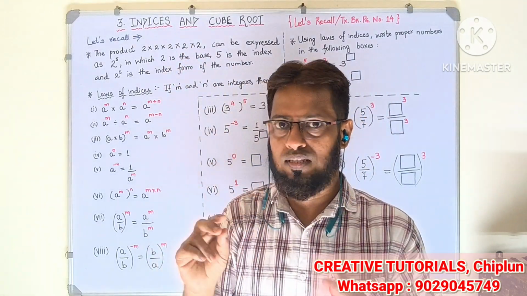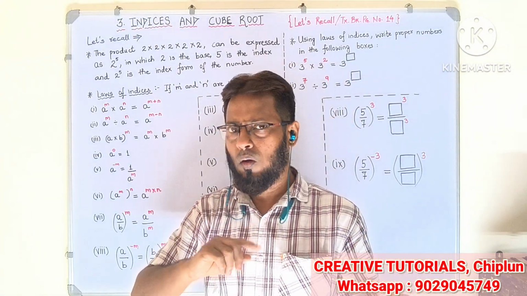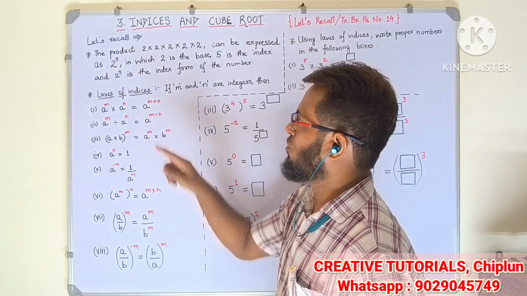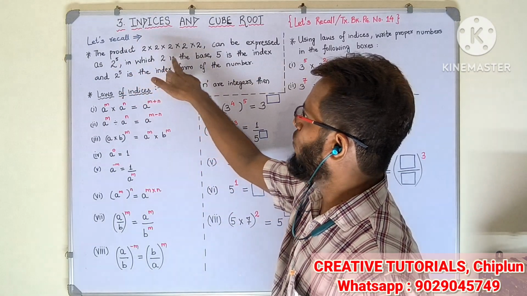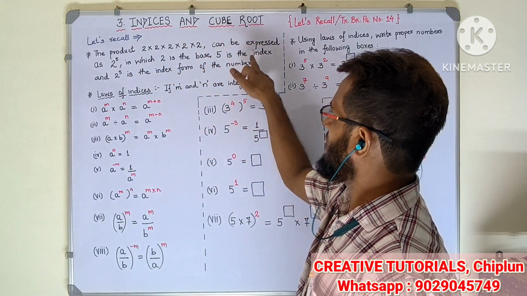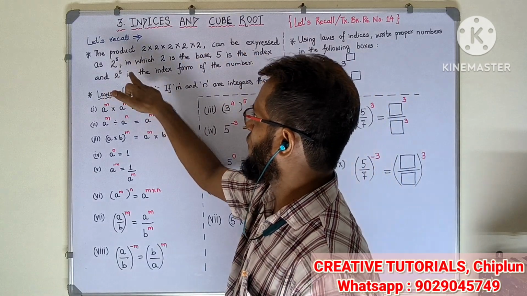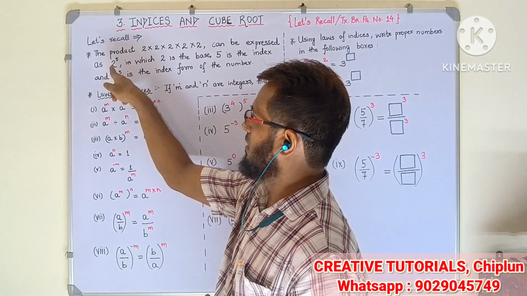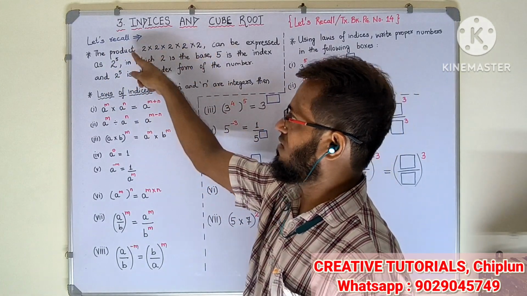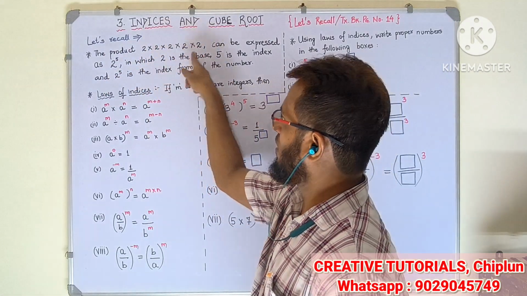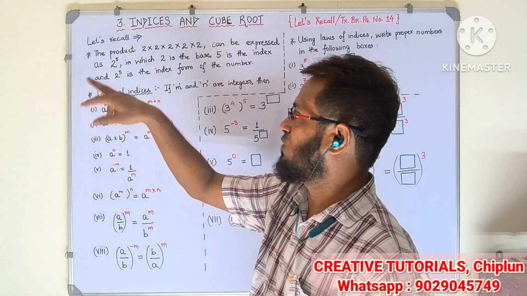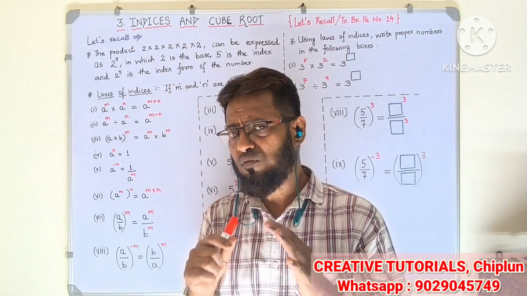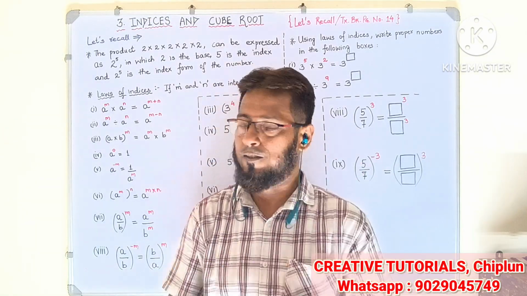There are two names for that. You can even call it index or power, it's up to you. And this 2 is our base. So in 2 raised to 5, 2 is the base and 5 is the index, and 2 raised to 5 is the index form of the number. What we write here as the actual expression is this, and when we convert it and write it in this form, it is called the index form of the number. This we had already studied in our previous standards.